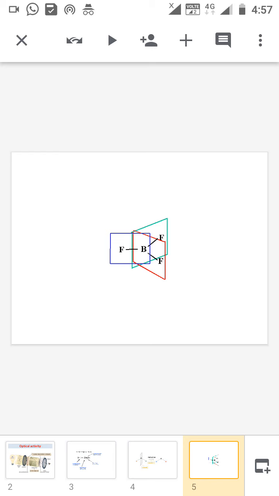We are also using the next example, BF3. BF3 is the molecular formula. We have to write the molecule in the 3-dimensional way. It is a planar molecule, so we can arrange the boron and the 3 fluorines in the same plane. So the axis of the molecule is passing through the boron, so we can take 3 different planes. These 3 different planes are represented in 3 different colors, the blue one, the green one, and the red one.